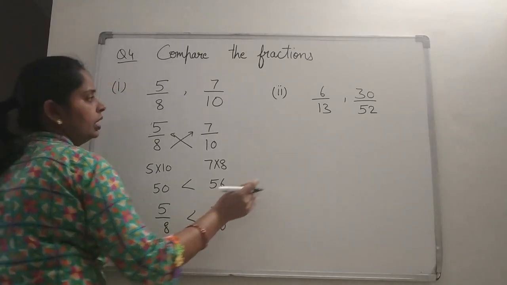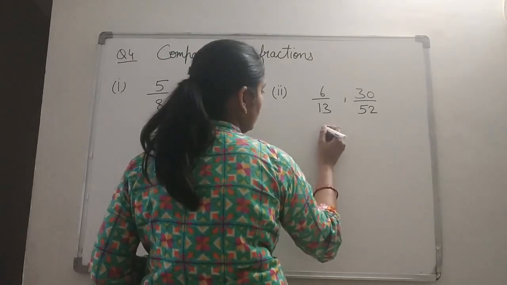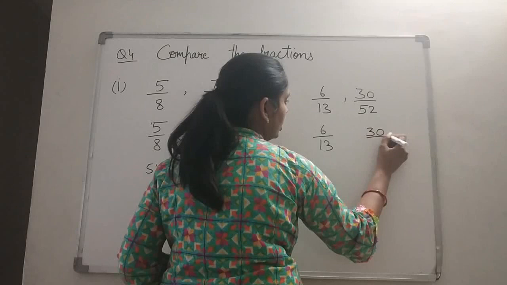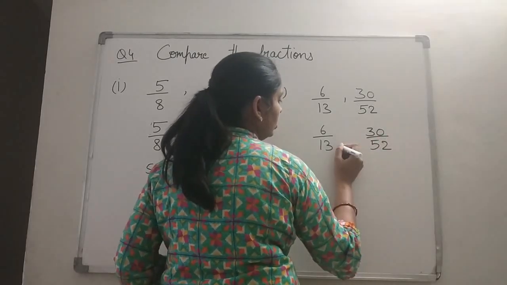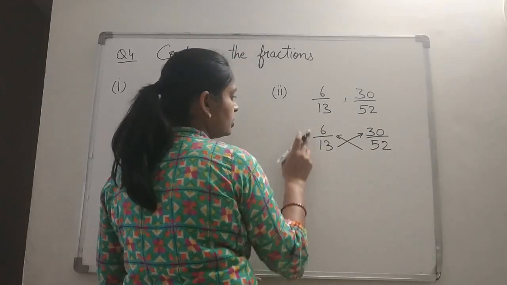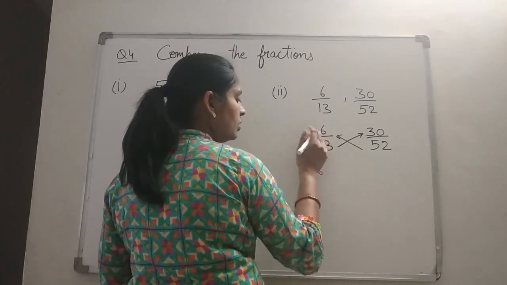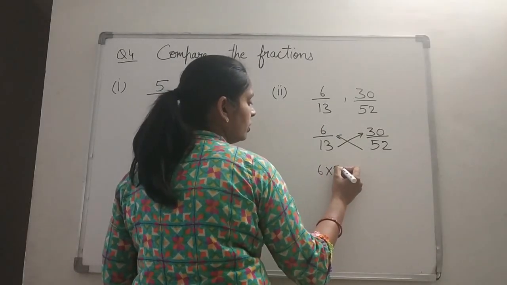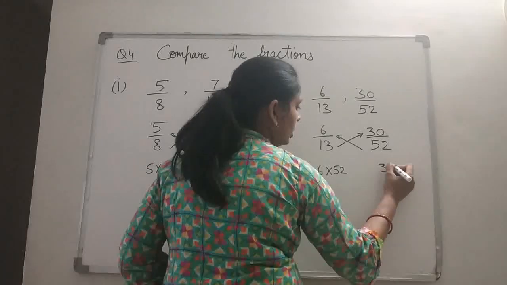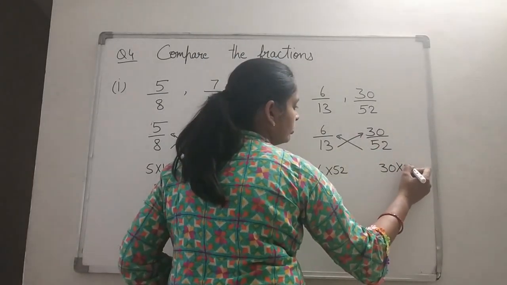Right? In this case, see, again numbers are big, then also the method will be same only. 6 upon 13 and 30 upon 52. Only denominator will change the place. Numerator is not changing place. Numerator is 6 here, so it will remain 6 here only. 6 into 52. 52 will go to the opposite side. And here 30 is already there because it is the numerator, and 13 will come here.